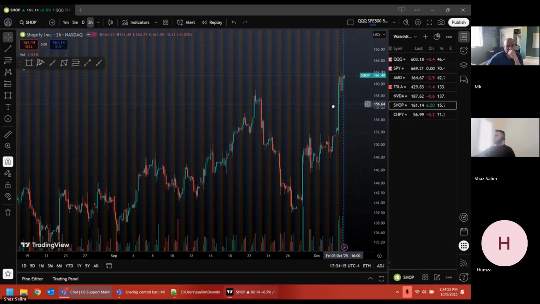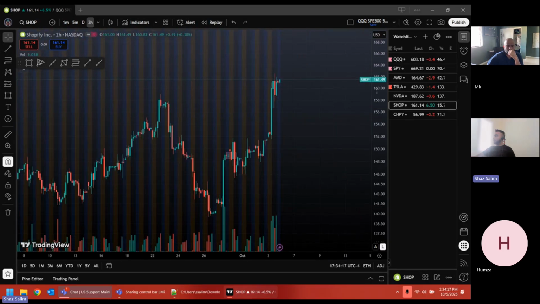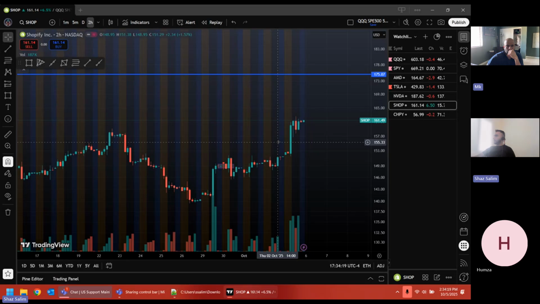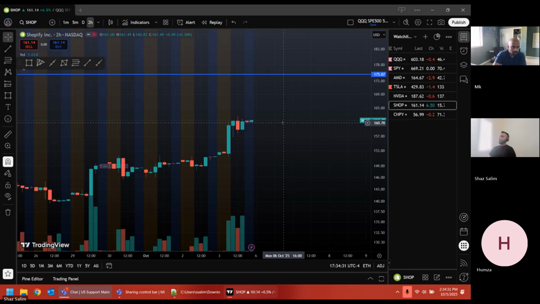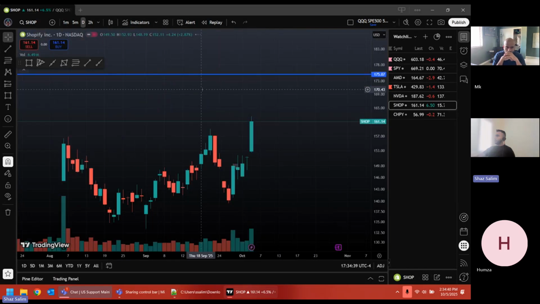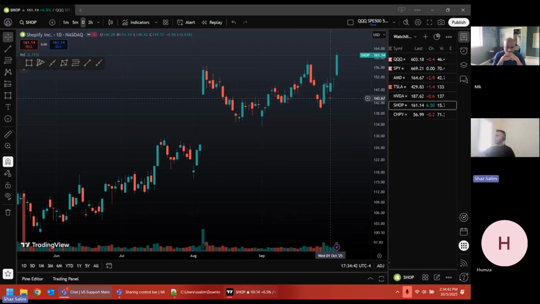Shop. So this one had news on Friday. They basically signed a pact with OpenAI, right? And then it shot through this level. And for this stock to move 10 points or so, that's a big deal, because this stock doesn't move like that. No. So when you look at this, let's break up the daily, right?